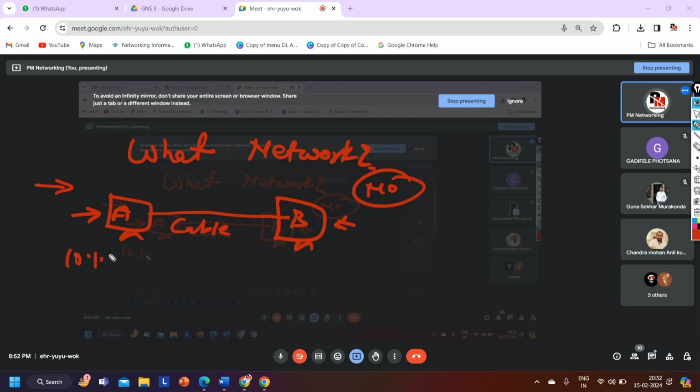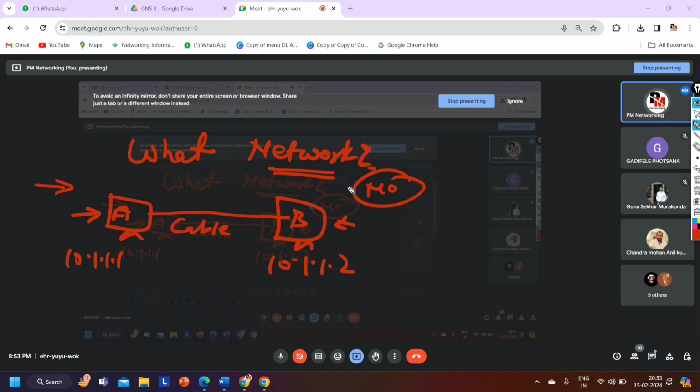So let's say here my IP address is 10.1.1.1, here my IP address is 10.1.1.2. Now both machines have an IP address, both machines have a MAC address, right? Now these two devices can communicate with each other. So this can be a network.